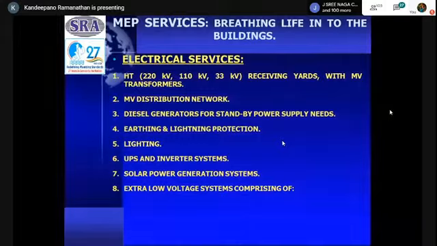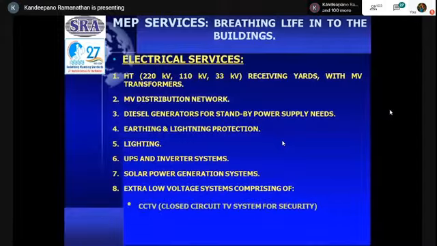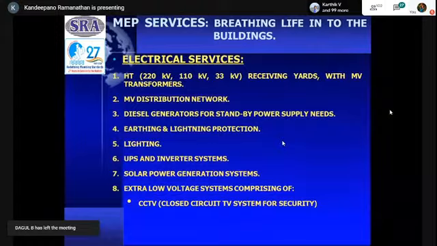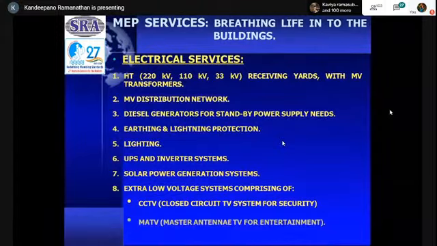Then extra low voltage, we call it ELV, extra low voltage systems, which is in the order of 24 to 48 volts, which comprises closed circuit television systems, CCTV. This is majorly used for security requirements.